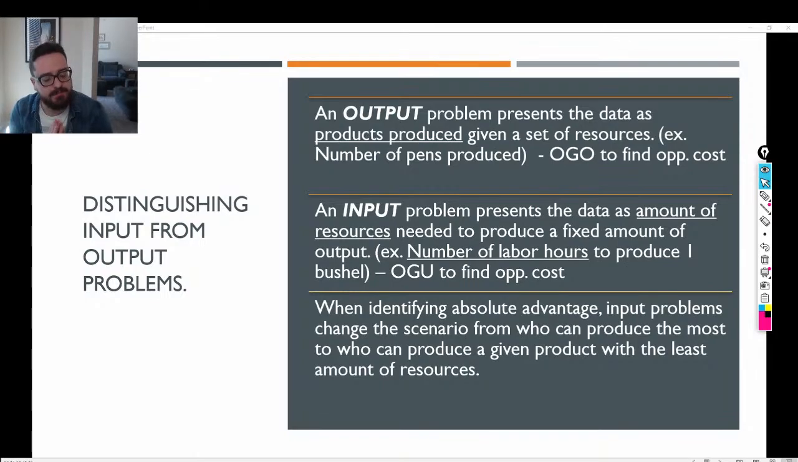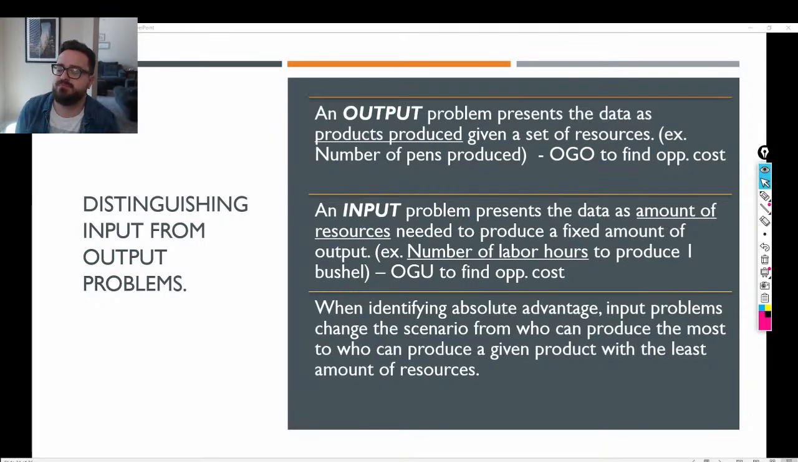An output problem is a problem where the numbers presented to you are the numbers of things being made. Number of apples and oranges a group can produce. Number of white and green expo markers that could be made. Number of thing made, number of thing being put out. Output. When it's an output problem, you use other goes over, OGO, to find the opportunity cost for comparative advantage.